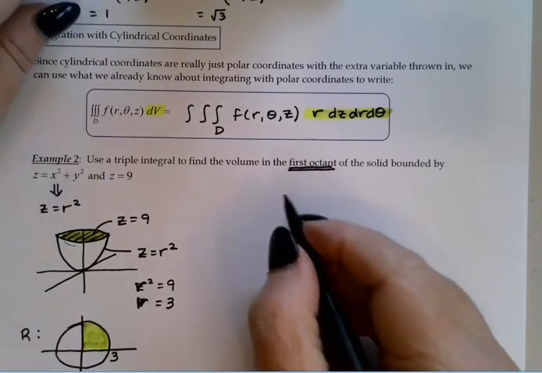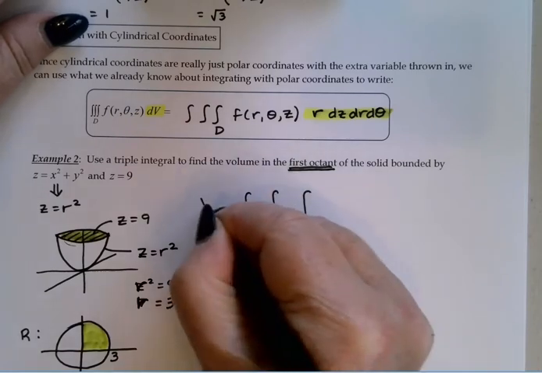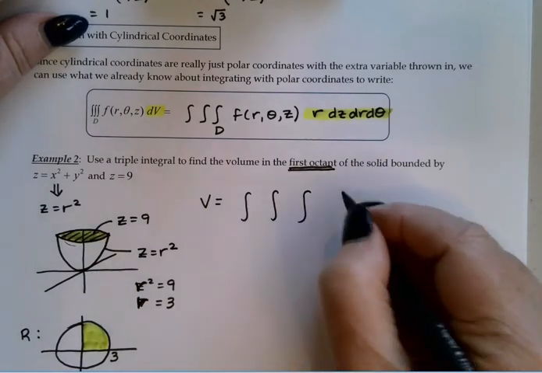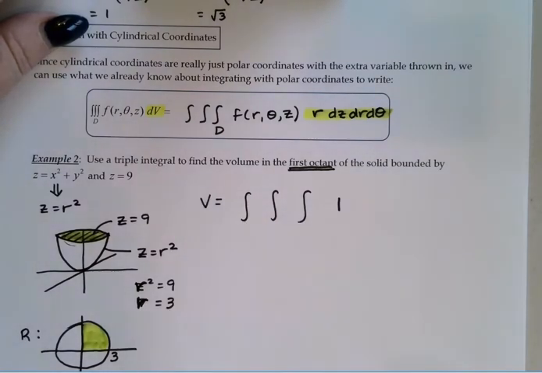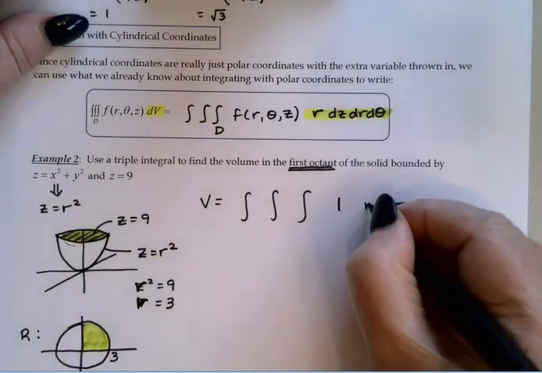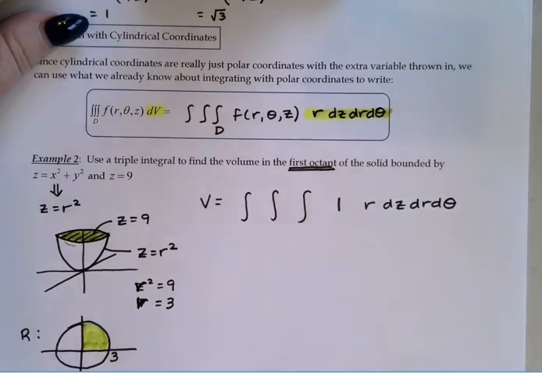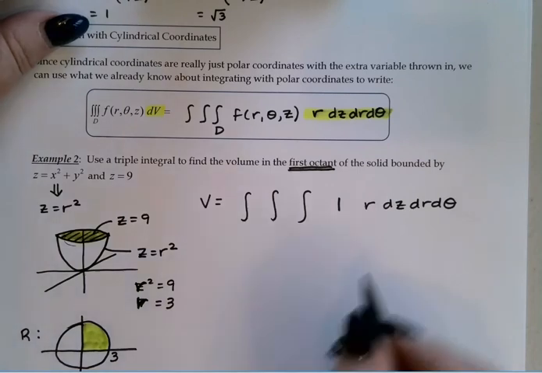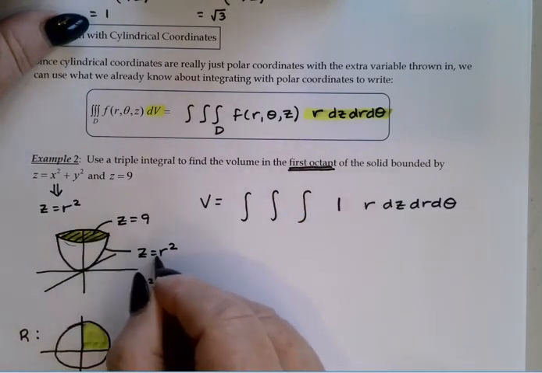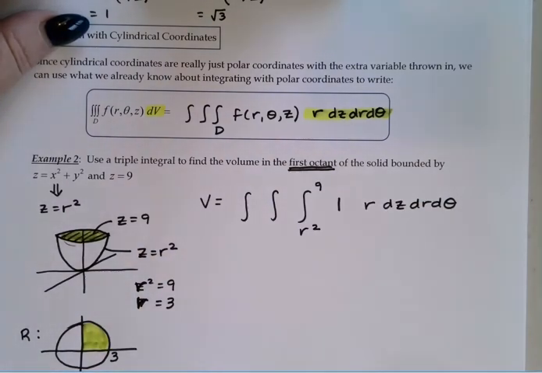All right, so let's go ahead and set up our volume integral. When we do volume with a triple integral, we'll always integrate the function 1. And then I'm going to put in my dV, which is r dz dr d theta. And for the dz limits, I go from bottom to top. The lower limit would be the r squared, and the upper limit would be the 9.